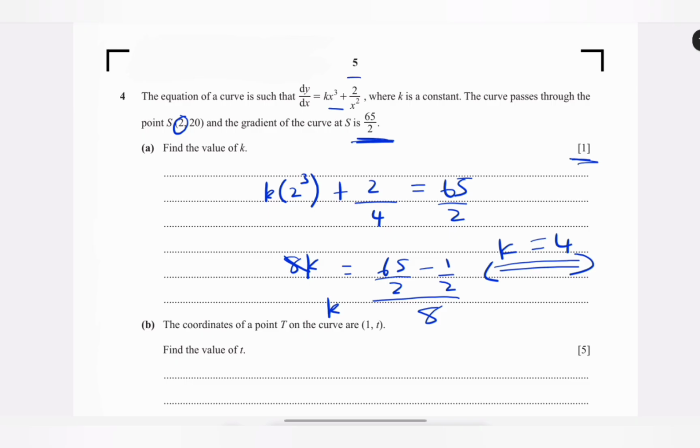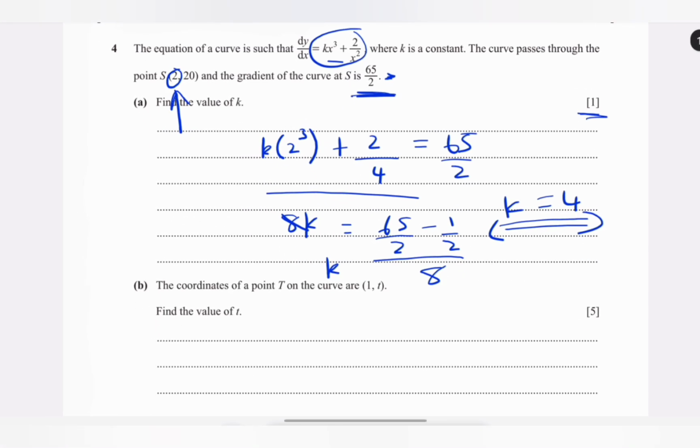Now we equated this dy/dx to 65/2. Then we substituted x with 2, since 2 is the x coordinate of S, that's why we substituted it into the dy/dx expression, and we equated it to 65/2. And for 1 mark, our k is equal to 4 there.